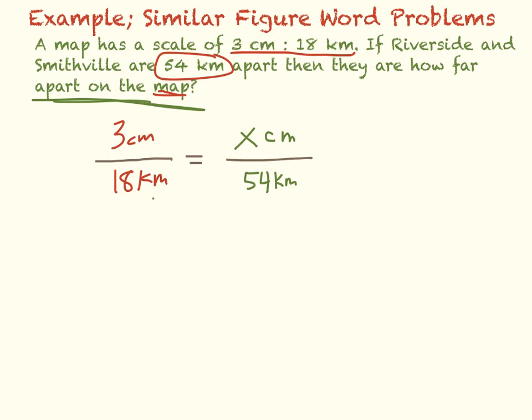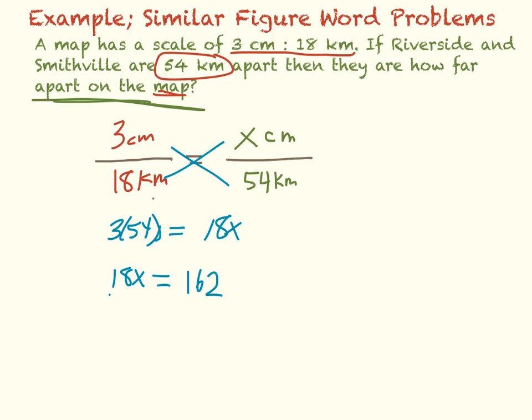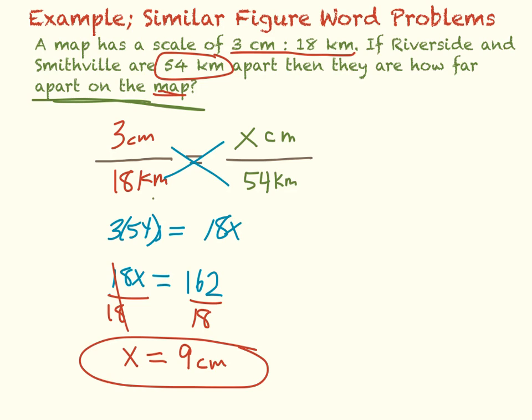So what we're going to do is cross multiplication. And I have 3 times 54 equals 18x. So 18x equals 162. Then I have to divide by 18. And x equals 9 centimeters. And that would be your final answer.